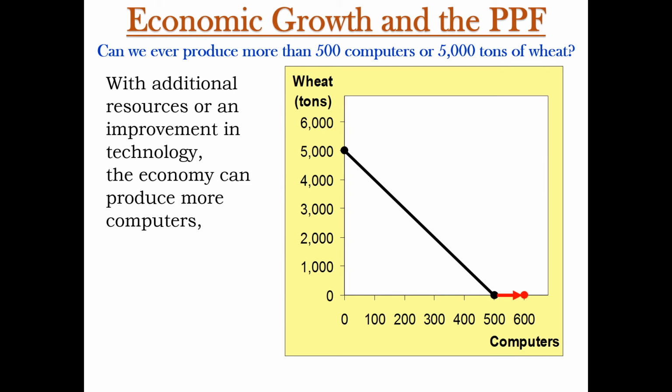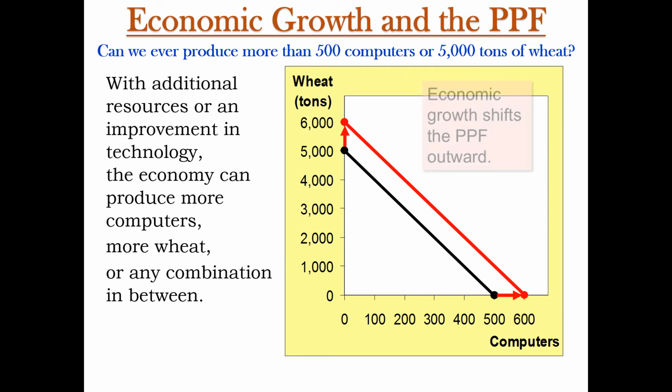So if we want to produce, say, another 100 computers starting from 500, or an extra 1,000 units of wheat starting from 5,000, we're going to need more resources, more labor resources, more other resources available, or better technology to be able to achieve those production levels. Then, if we got more resources and better technology, we would have a new production possibilities curve that's shifted outward away from the original one, this new red line.